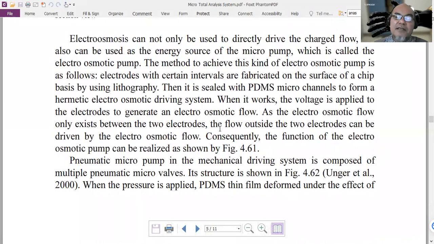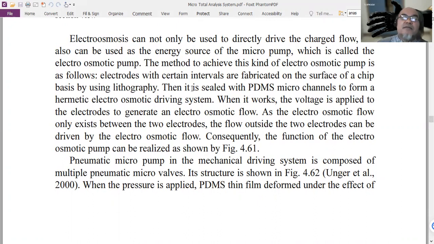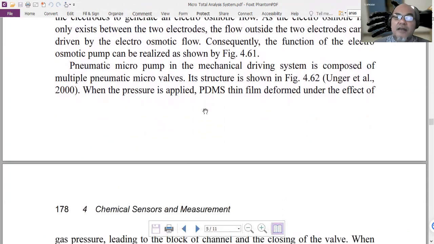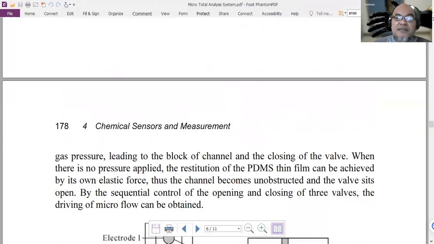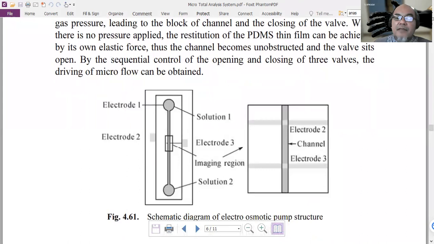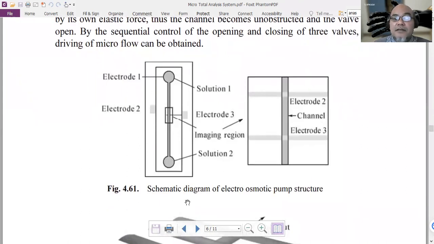Other methods, other materials besides glass, you can also use PDMS, a type of flexible polymer, polydimethylsiloxane, to form a hermetic electroosmotic channel. In our lab, we use cotton fabrics or paper. So this is the case of electroosmotic pump structure.